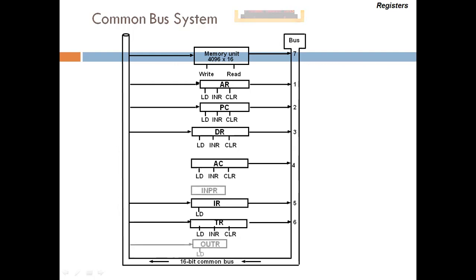Now there are 2 registers, input and output. One is the input register and the second is the output register. The output register has one control signal: load. Okay.